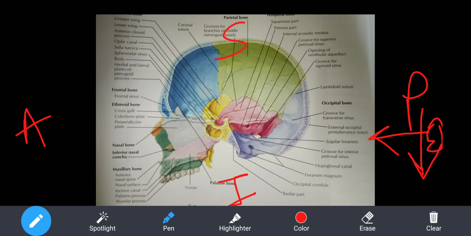Now if you see in this diagram, this is an empty skull, there are no soft organs in it. So if you see, this half is made up of the frontal bone. Now see, a very important and conceptual point. Just go along with me. Can you see this gray bone? This gray bone is the ethmoid bone.